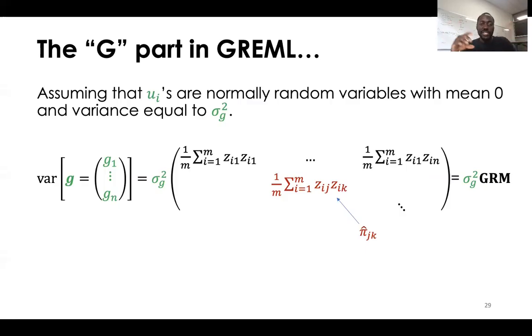And that n by n matrix can be written as sigma squared G, a scalar, which multiplies another matrix. And if you pay attention, we can recognize that matrix is exactly the GRM. For example, for individual J and individual K, we're averaging the sum of those Z_ij, Z_ik, and the way it was defined is exactly our definition of the GRM. So we're saying that the variance of the genetic value can be written as sigma squared G times the GRM. So, okay, one step further, but we're not there yet.